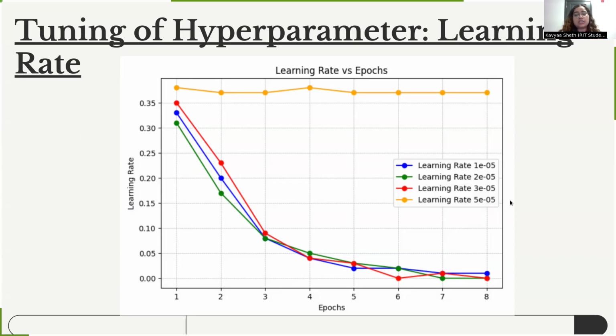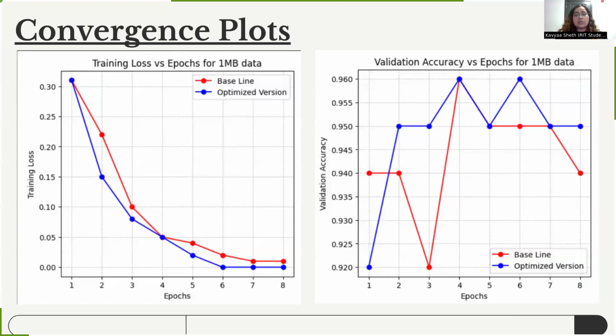And we have initialized both our optimizers before we started pre-training our models with this learning rate. So after doing that, these are our baseline and the optimized version convergence curves. We have training loss on the y-axis and the epochs on the x-axis. The optimized version for the 1 MB data set converges at around the 6th epoch, but there is no convergence for the baseline. And for the validation accuracy epoch curve, we can see that the optimized version outperforms the baseline version by one epoch.